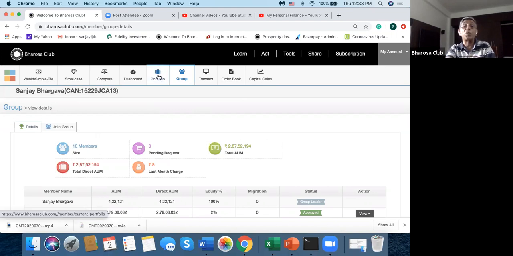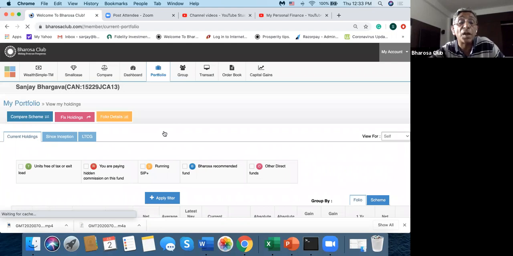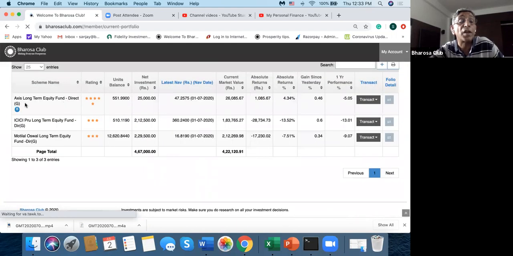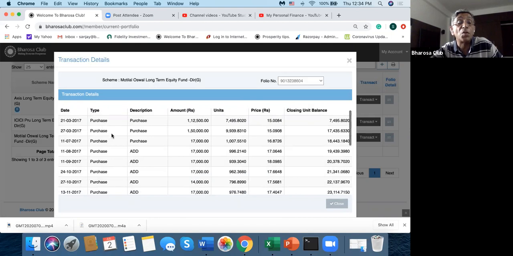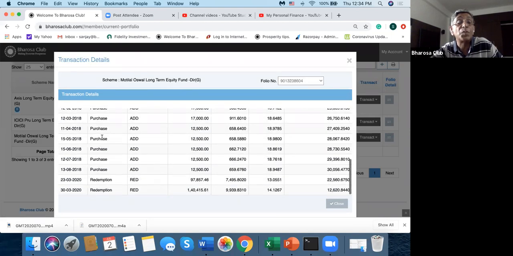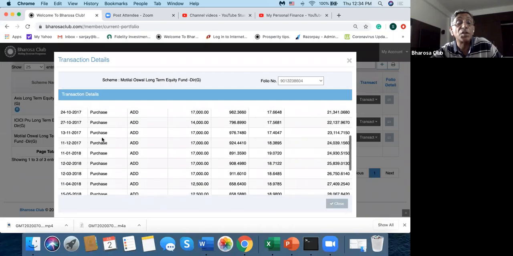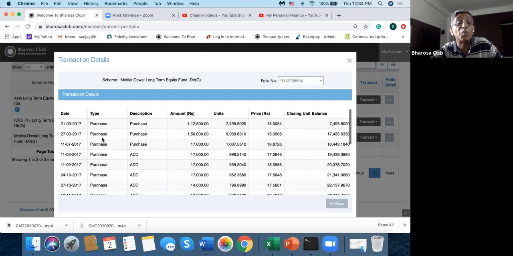If I look at my portfolio on Bharosa, you will see that I have 3 funds, which are the Axis Long-Term Equity Fund Direct, the ICICI Pru Long-Term Equity Fund Direct, and the Motilal Oswal Long-Term Equity Fund. These are all 3 tax saver funds, which I put investments in at different times. If I look at, say, the Motilal Oswal one, here are all the transactions that I've done. I've done some in 2017, for which 3 years are over, so some of them have been redeemed.